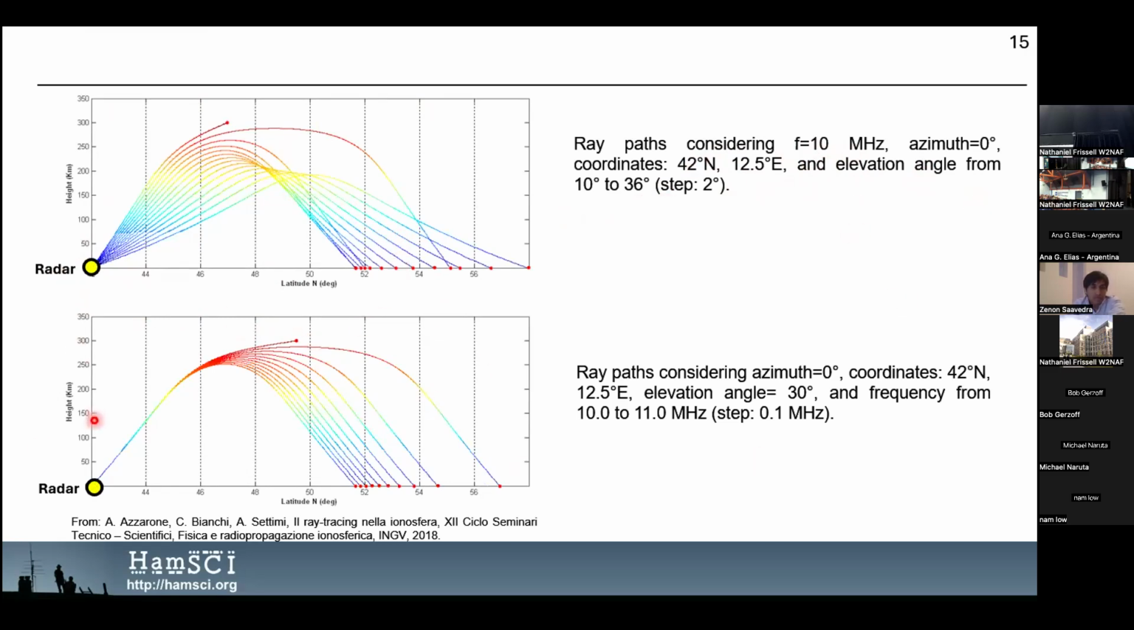In this case, at the bottom part, the elevation angle is constant, equal to 30 degrees, and the frequency is the variable parameter, from 10 to 11 megahertz. In both cases, we obtain different propagation paths depending on the value of the frequency or the elevation angle.